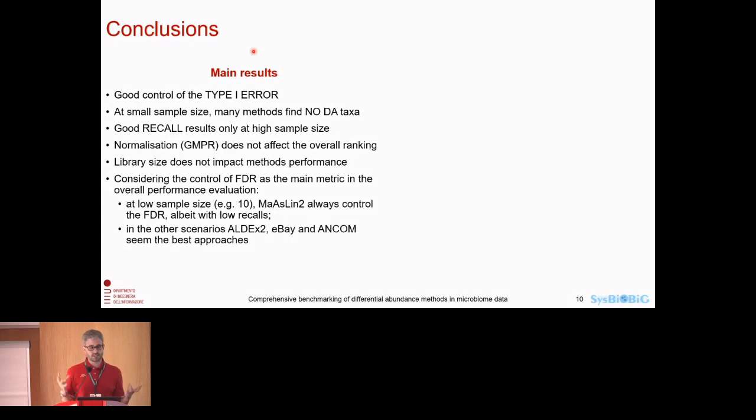And if you want to summarize everything, in terms of sorting methods by FDR, it seems that at low sample size, one of the best approaches to use seems to be Maaslin 2, because it has good control of FDR and one of the highest recalls, even if the highest is maybe just 20%, but still better than the others. When we have a higher sample size, then it seems that ALDEx2, eBay, and ANCOM seem to be good approaches.